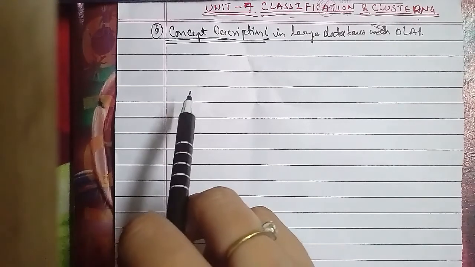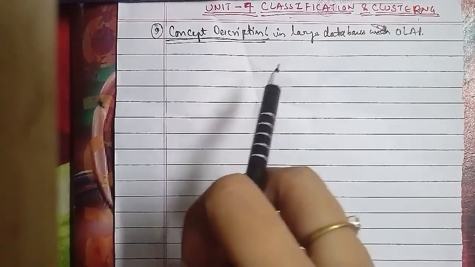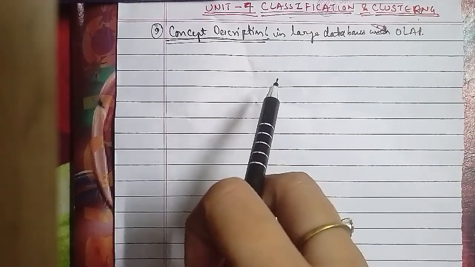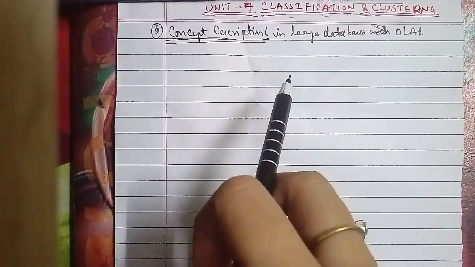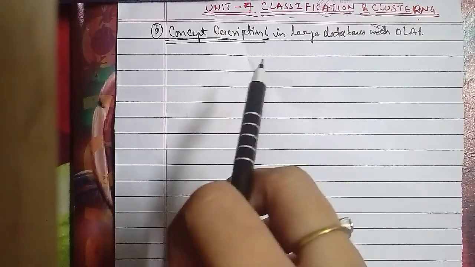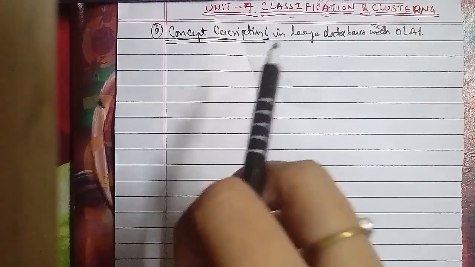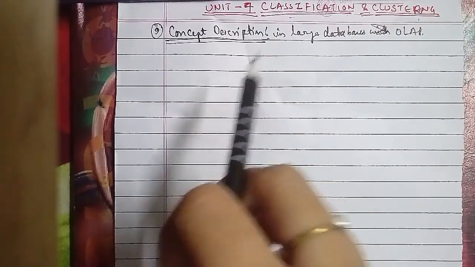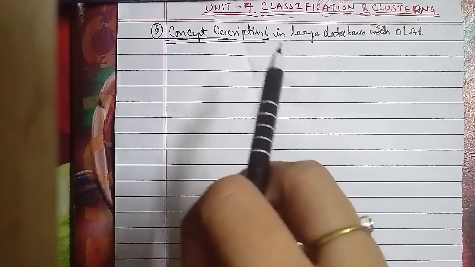The second one we have is that OLAP represents a simplified model for the data analysis because of its restrictions on the possible dimensions and the measure types, whereas the concept descriptions in the large databases, which we have with aggregation, can handle the complex data types of the attribute as well.